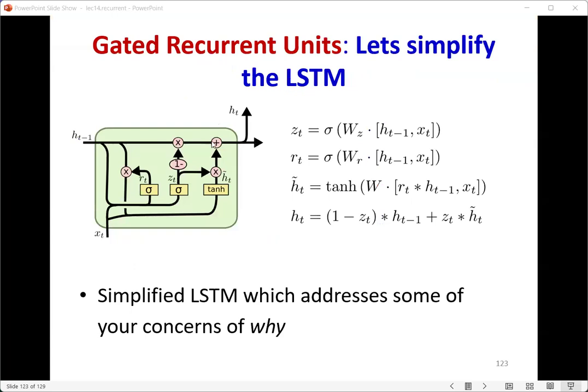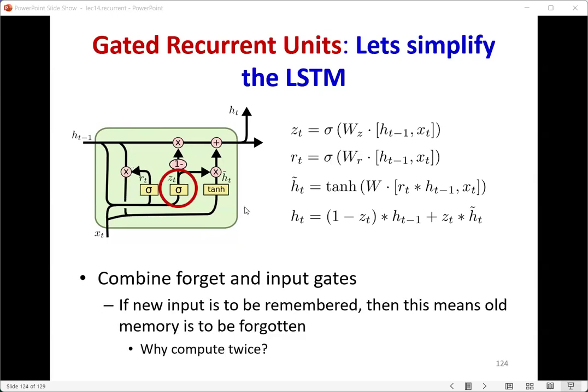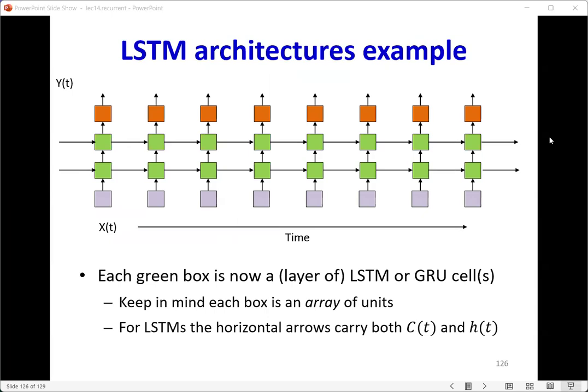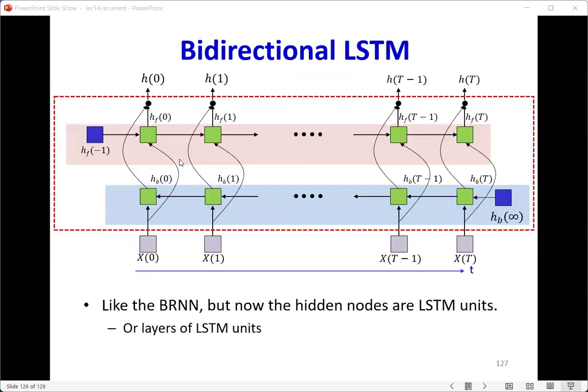Now, one thing you might have wondered: why have a separate H line and memory line? Lots of others have wondered about it. And so there have been various modifications to the LSTM unit, like the GRU, which tries to get rid of that by being a little more logical. This one combines the input and forget gates, and doesn't bother to separately maintain compressed and regular memories. And there have been other variants. And also, to round off, these cells would now be LSTM cells instead of RNN cells. That's all. And you can use them both in unidirectional and bidirectional networks.